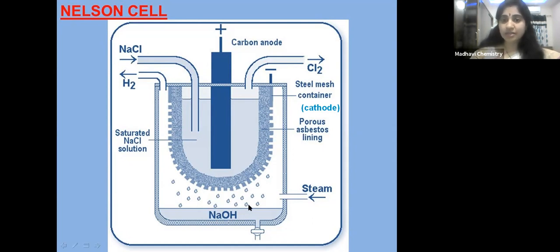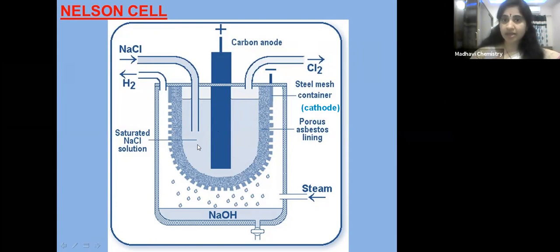Okay, so these are the byproducts. Now, after seeing this Nelson cell construction, let us see the electrode reaction. I think you have understood, children, what it is. Nelson cell has one anode, that is a carbon rod, and one cathode, that is a steel mesh container, with a porous asbestos lining. Brine solution, which means concentrated sodium chloride solution, acts as the electrolyte.